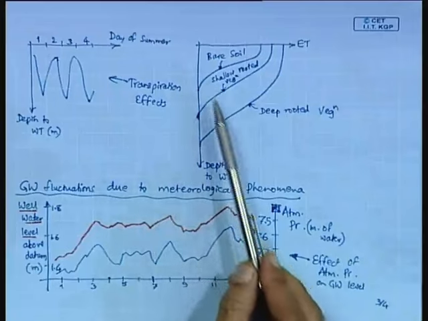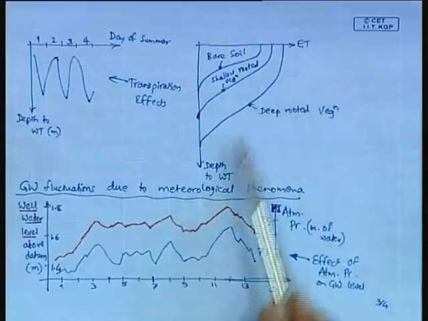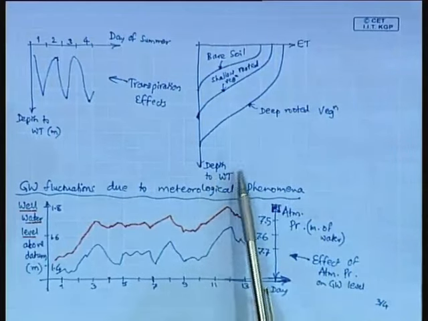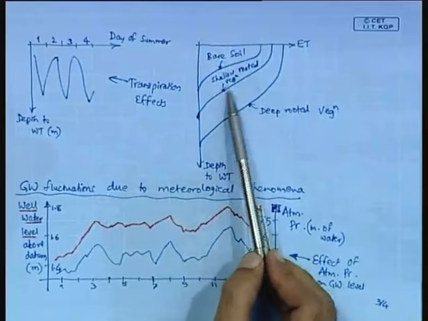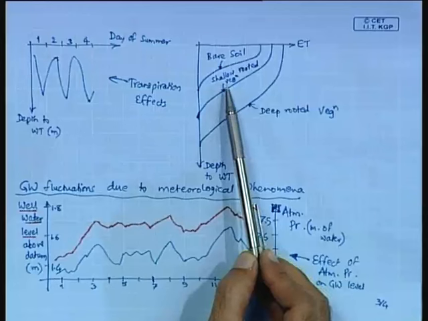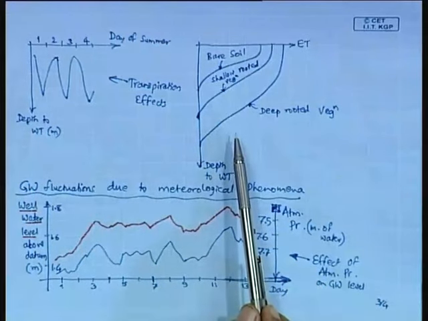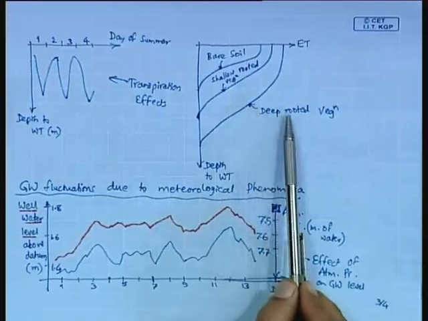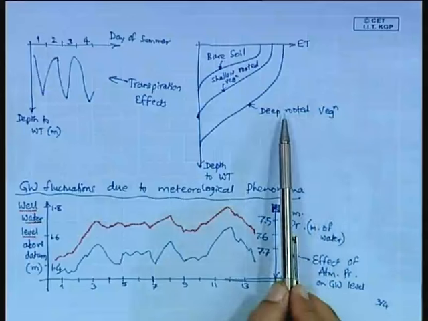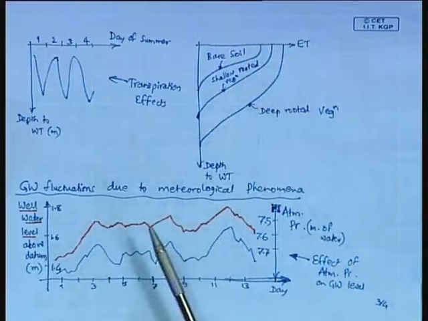So this diagram shows the variation of evapotranspiration with the depth to water table for bare soil and shallow rooted vegetation, wherein the root zone depth is less than 1 meter or so, whereas for deep rooted vegetation the root zone depth is even up to say 8 to 10 meters or so. So this is the variation.